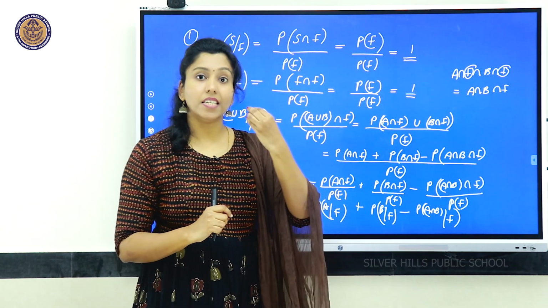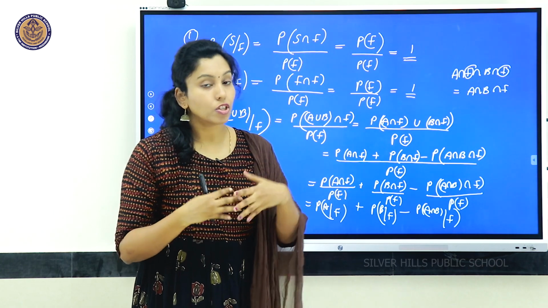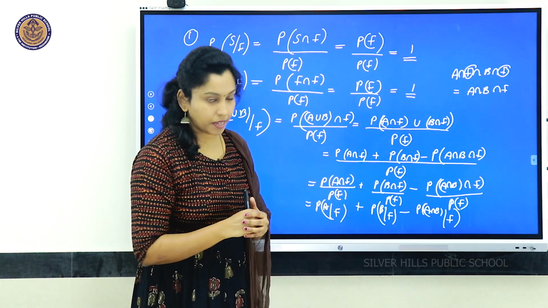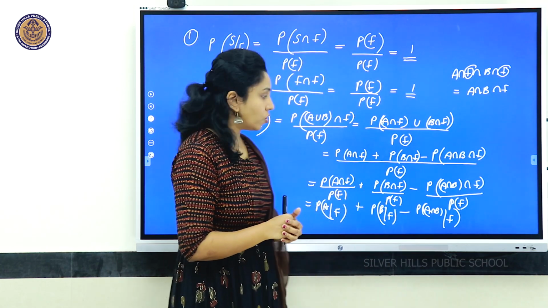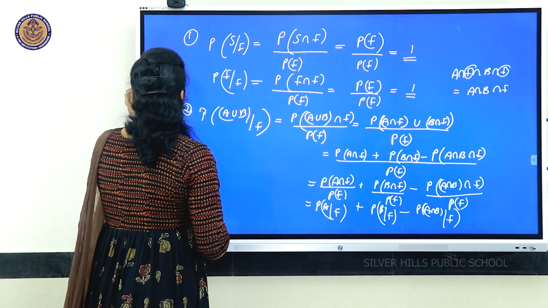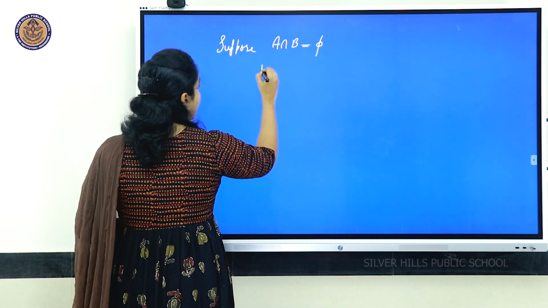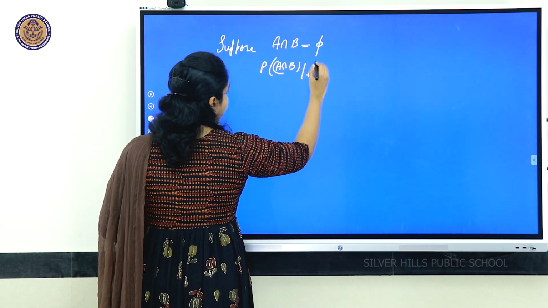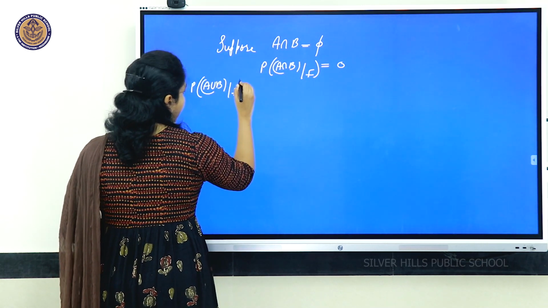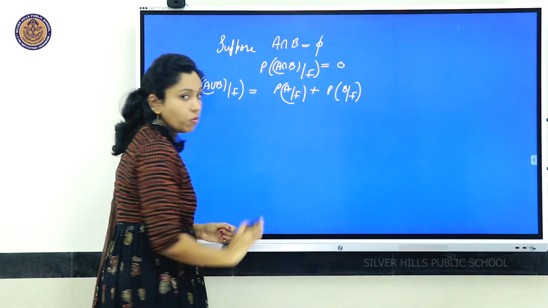Now children, suppose A intersection B is empty, that is, if A and B are disjoint, the intersection is empty. So what happens to the probability? The probability becomes 0. So that means if A intersection B is empty, this part becomes 0. So you will be left with just two terms, that is P of A given F plus P of B given F. So we get P of A intersection B given F becomes 0. Our formula gets reduced to P of A union B given F is equal to P of A given F plus P of B given F. The remaining portion won't be there because it is 0.